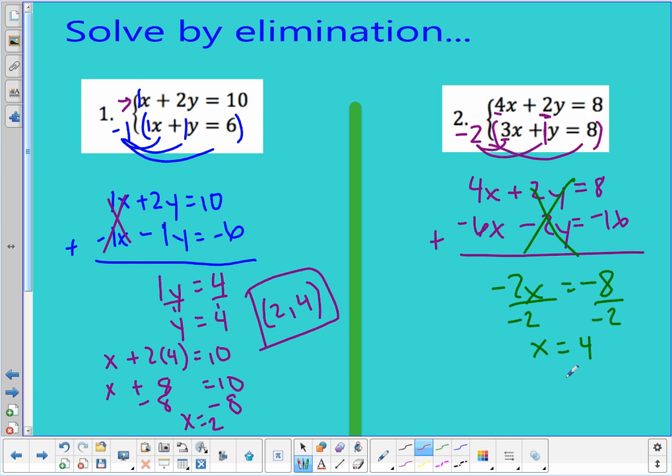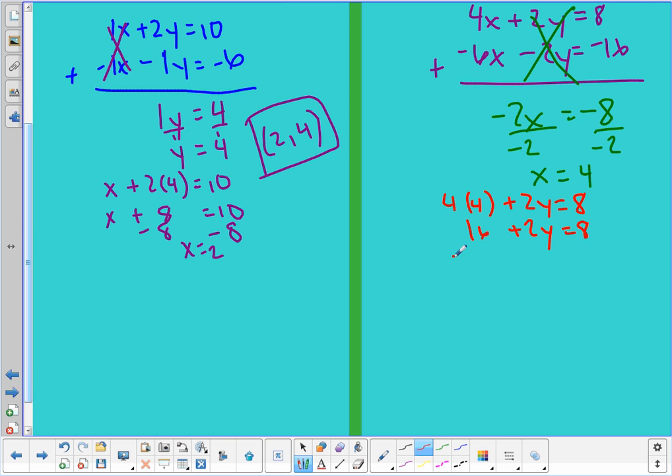Plugging that back into one of the originals, I'll just pick the top one. 4 times 4 plus 2y is equal to 8. That's 16 plus 2y is equal to 8. And then subtracting the 16, let's scroll this down a little bit, I'd have 2y is equal to negative 8, and divide by 2, I get y equals negative 4. So my solution here is positive 4, negative 4.